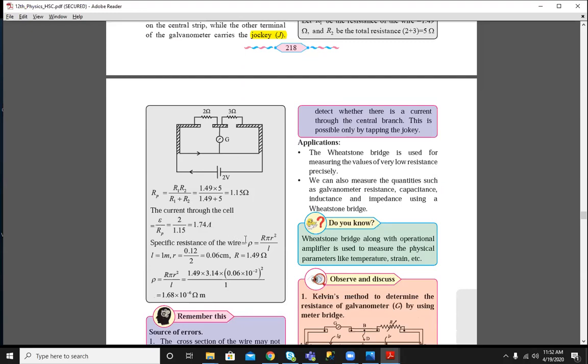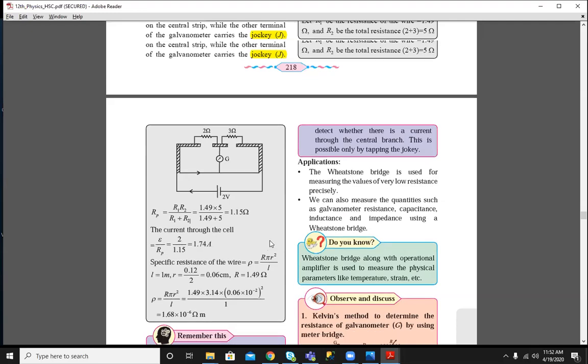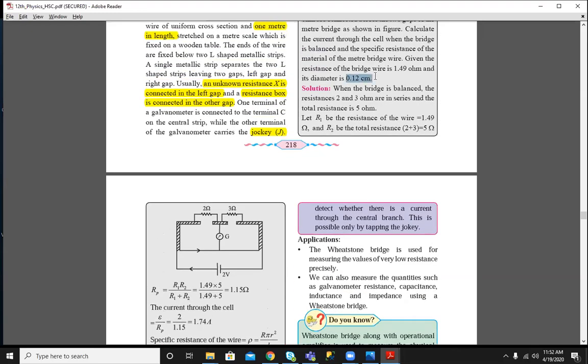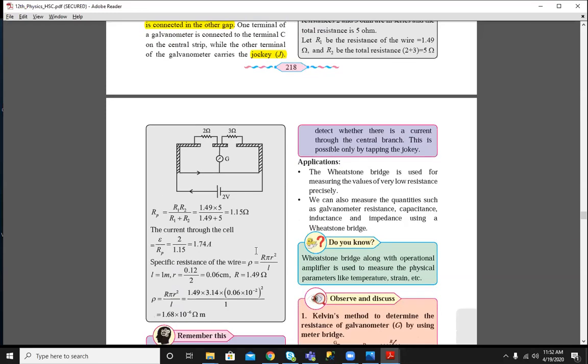The specific resistance of the wire, rho, is equal to what? Rho is equal to R area by L, and the area of the wire is pi r square. The diameter is already given as 0.12 centimeter. So what will the radius be?